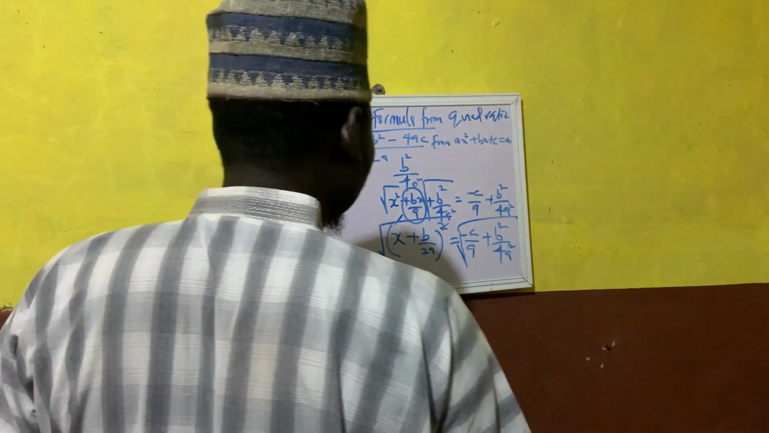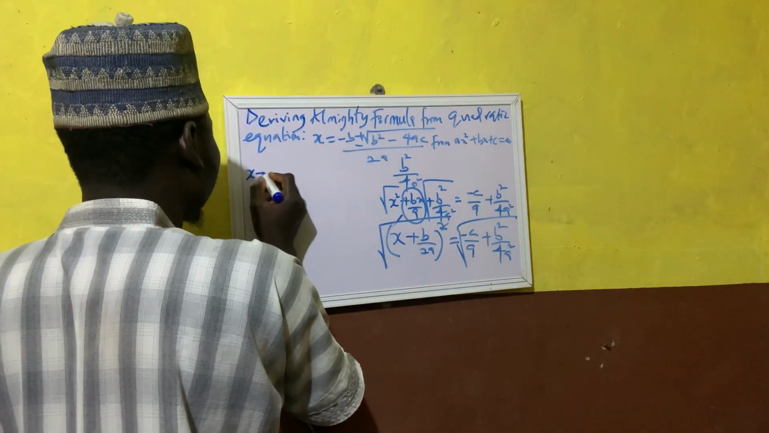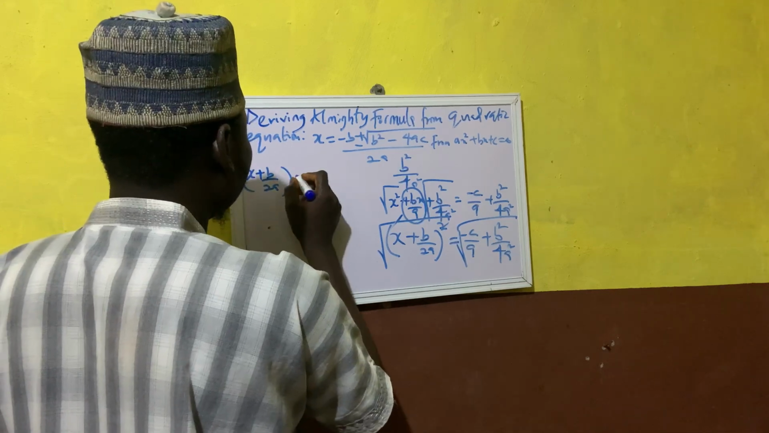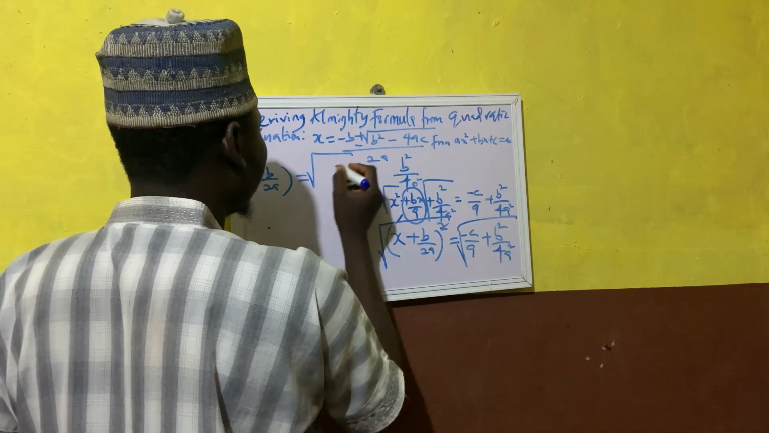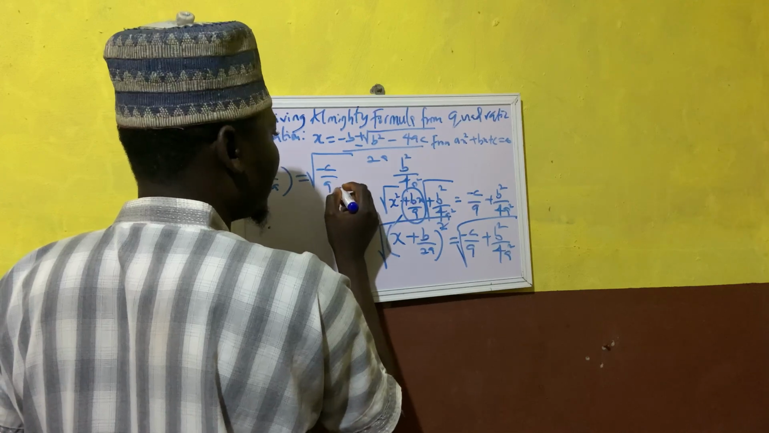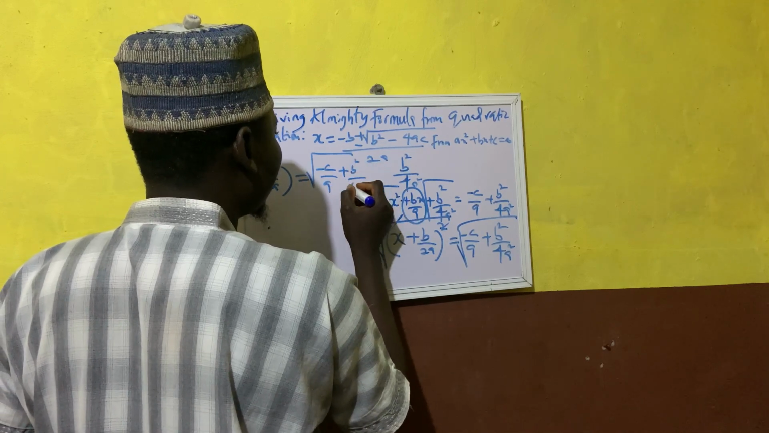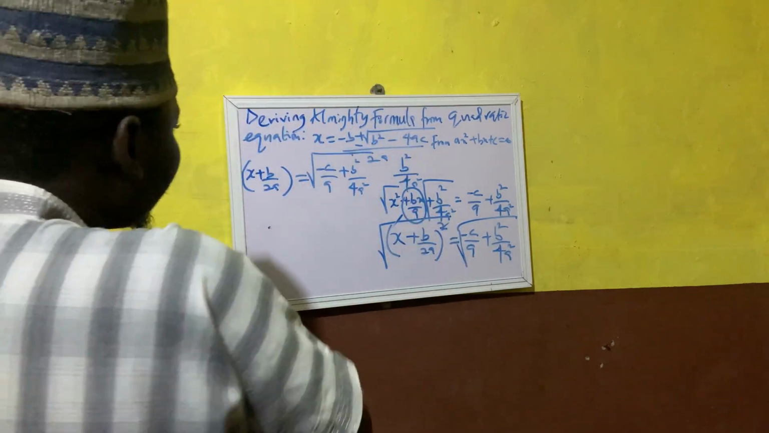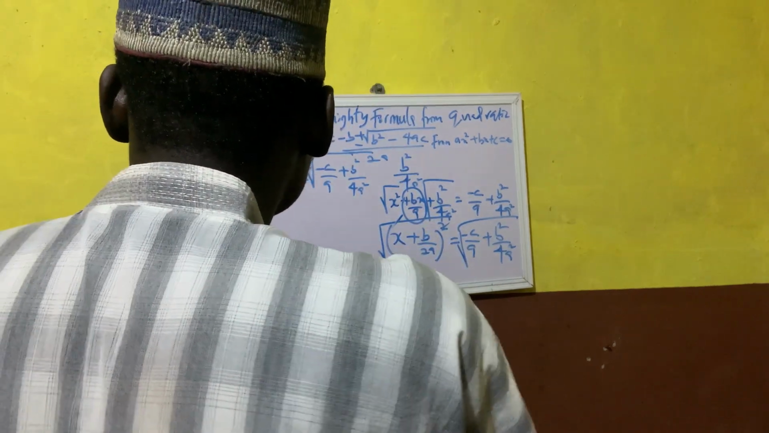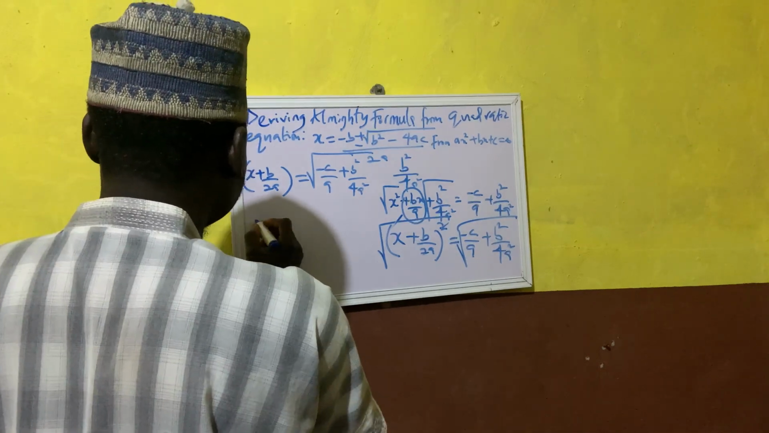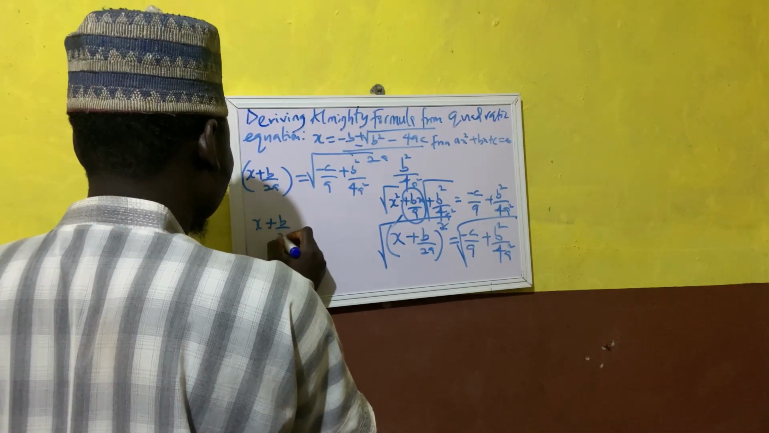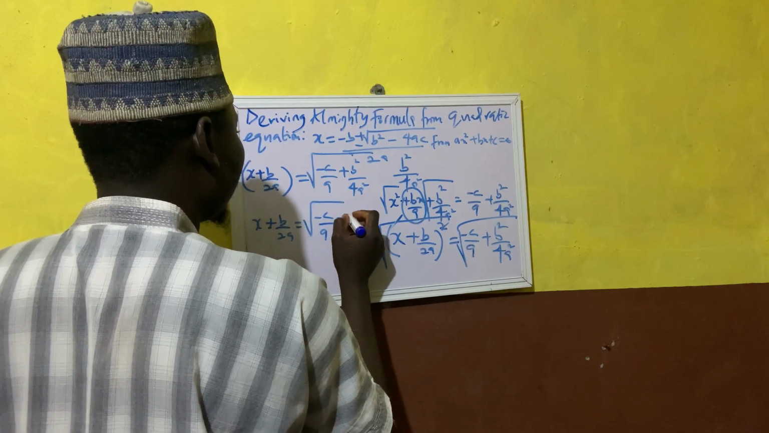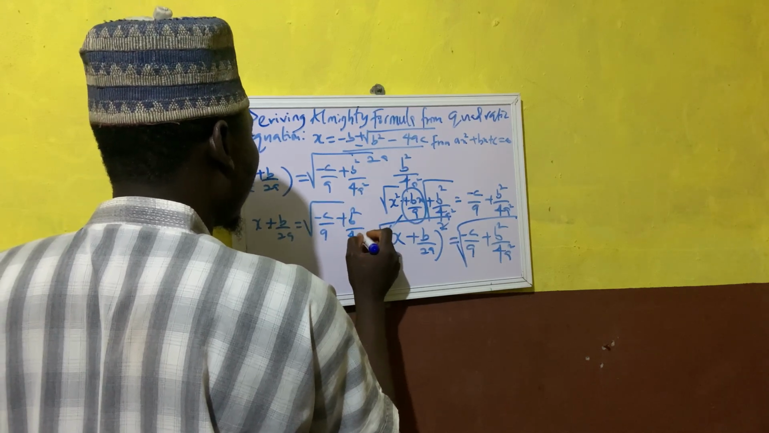So now we will have our equation as x plus b upon 2a, in brackets, is equal to the root of minus c upon a plus b squared upon 4a squared, as you can see. This is still the same thing as saying x plus b upon 2a is equal to the root of minus c upon a plus b squared upon 4a squared.